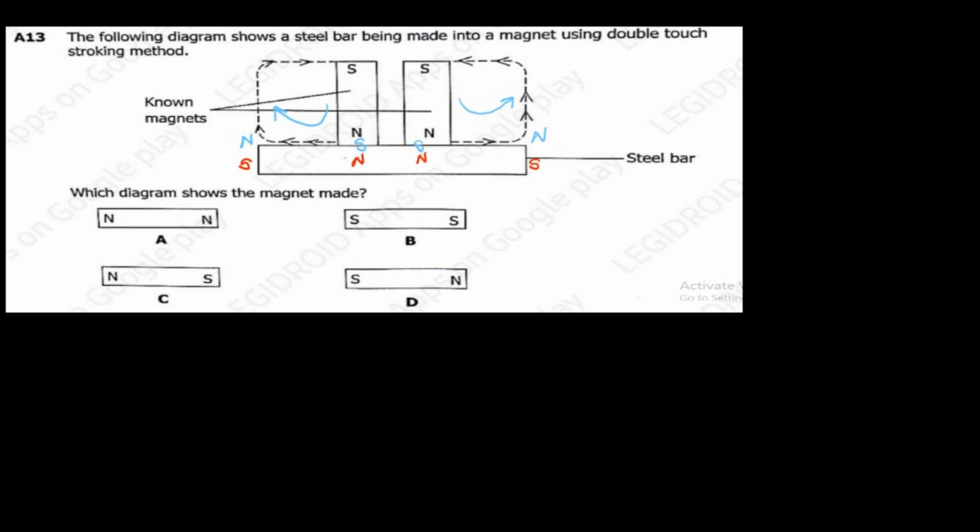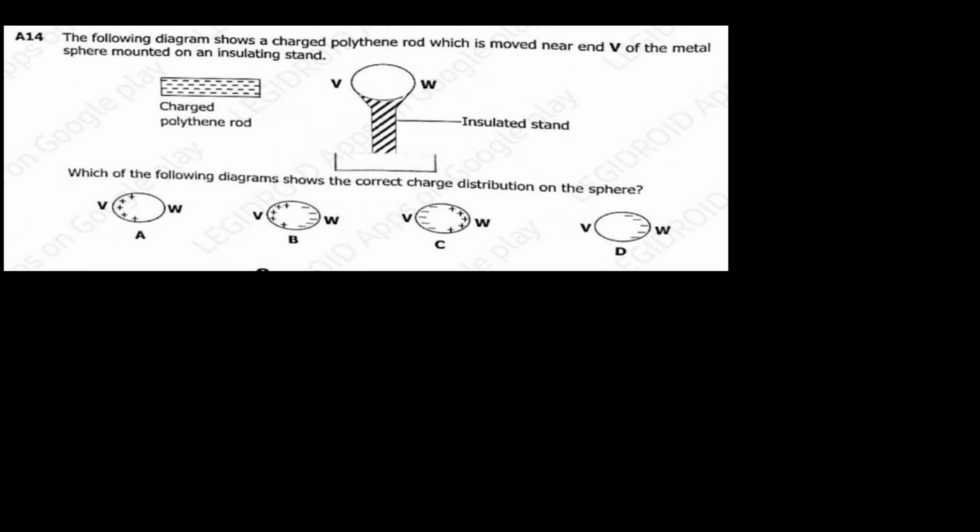The next question, which is A14, reads, the following diagram shows a charged polythene rod which is moved near end V of the metal sphere mounted on an insulating stand. Which of the following diagrams shows the correct charge distribution of the sphere? So you've got a charged polythene rod that is negatively charged, and then you have this insulating stand that has a metal sphere on top with V and W ends.